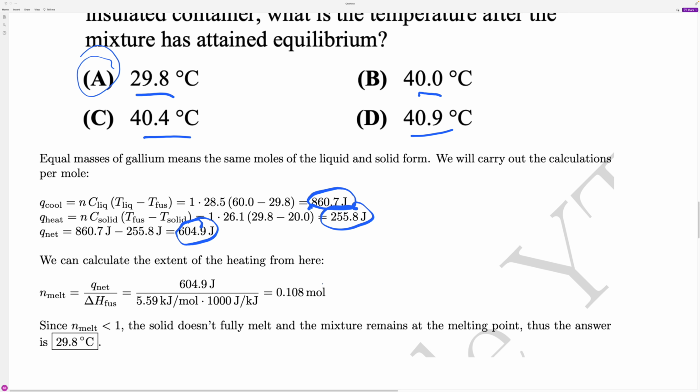And essentially all this is saying is that it can't melt the solid fully. In fact, it can only melt 0.1 moles of solid. And considering we were doing our calculations per mole, that's not enough. So the mixture is going to remain at the melting point, which is answer A.